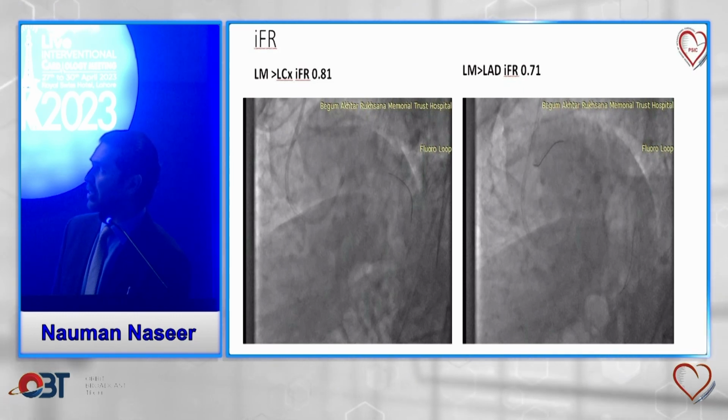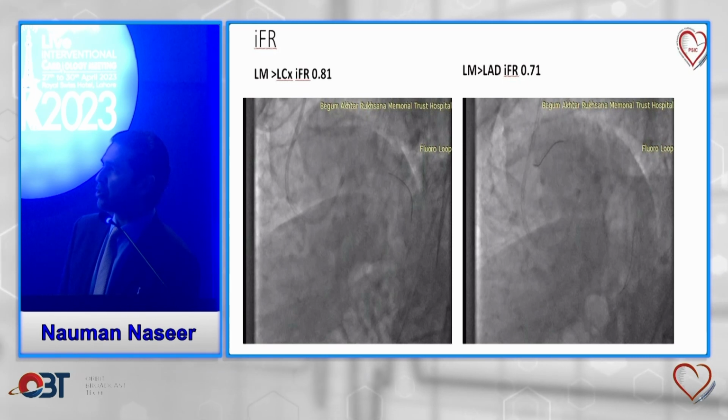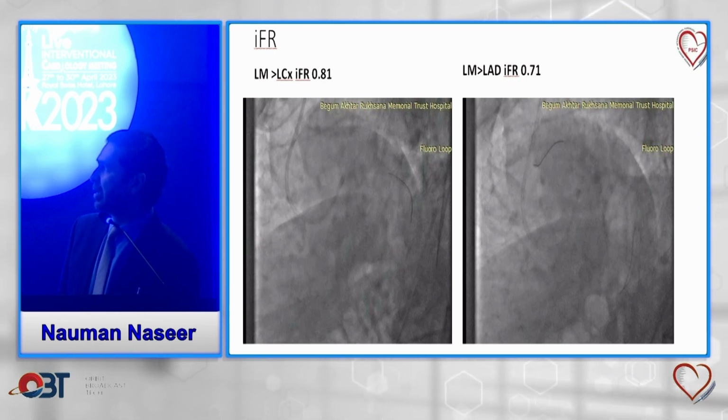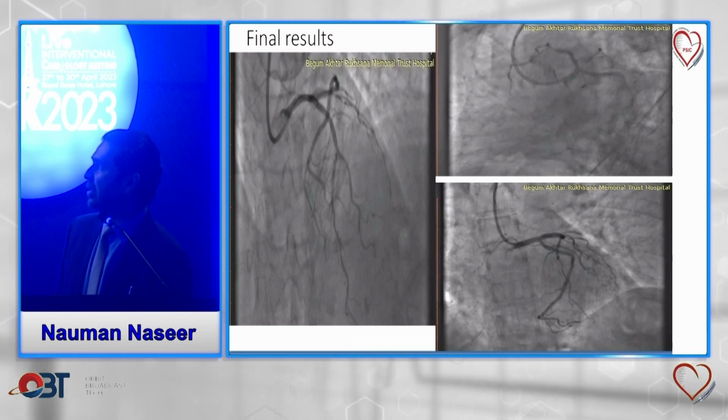That is significant, 0.81; 0.89 is the cutoff. And for the LAD, we knew it was going to be significant, but the proximal LAD lesion was clearly tight. So I did a mini crush technique. This is the result in the distal left main and the proximal LAD.